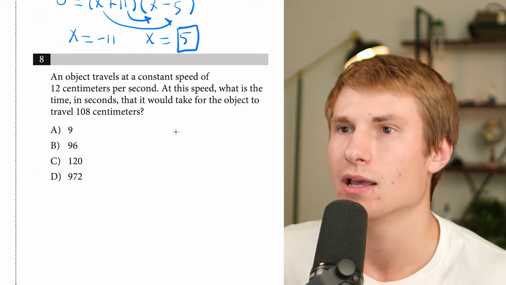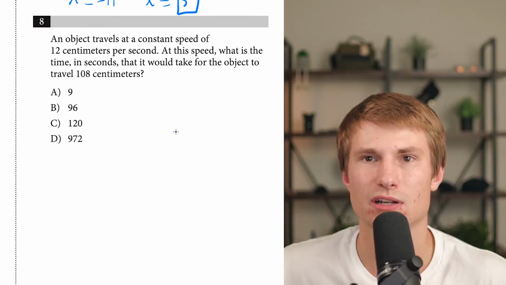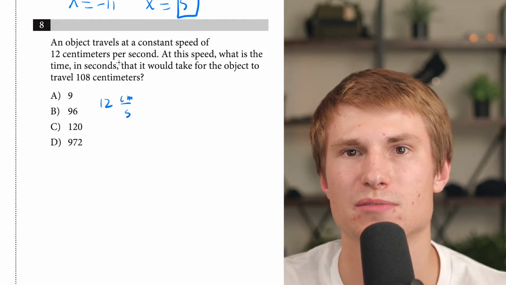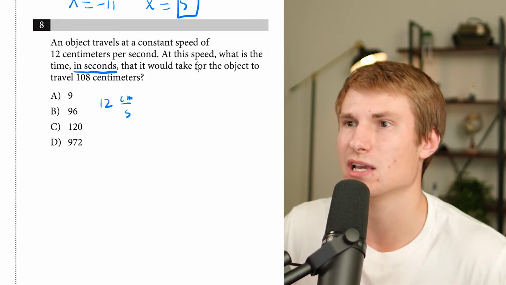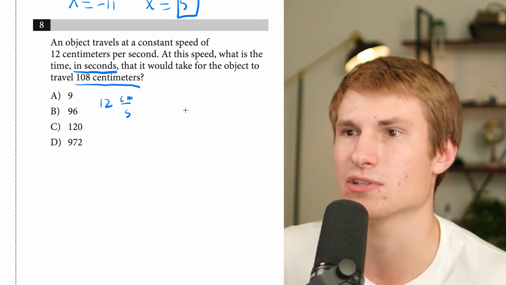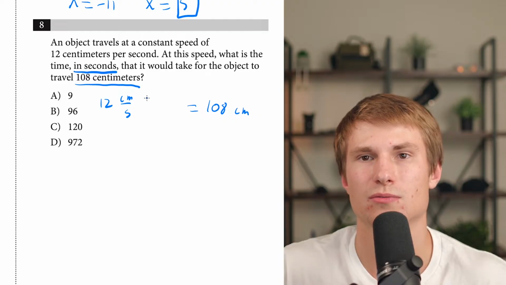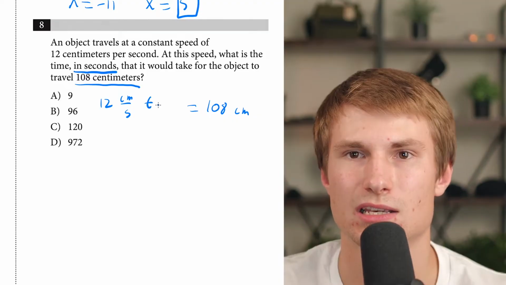Question number 8. An object travels at a constant speed of 12 centimeters per second. Okay, so we can go ahead and write that 12 centimeters per second. At this speed, what is the time in seconds it would take for the object to travel 108 centimeters? This is a distance question. So we ultimately need our distance to equal 108 centimeters. We have to multiply by some time, which we'll call t seconds.